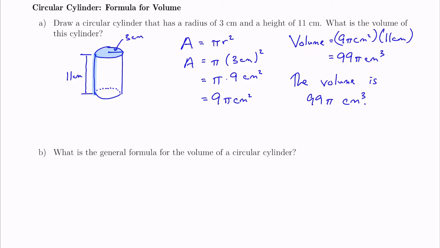It is important to recognize that when we're dealing with volumes, the units will always be a cubic unit, cubic inches, cubic centimeters, whereas the units for the area will always be square inches or square centimeters, some sort of square unit.